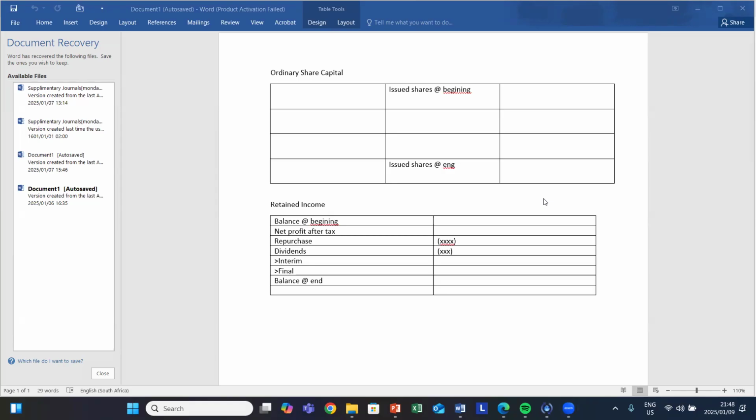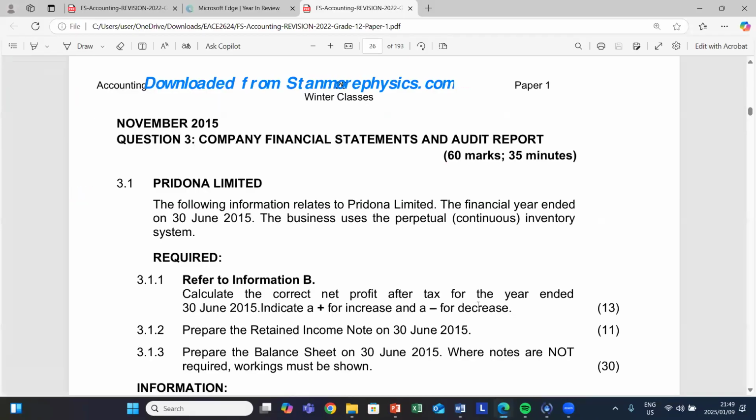So, today we will be dealing with our retained income. We have already dealt with our structure for retained income, so we'll basically be dealing with the question paper. There I have already drawn up our structure for retained income, which we are going to be using today. So let's look at our question paper.